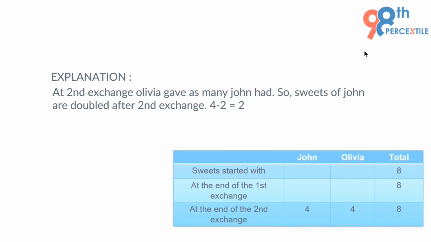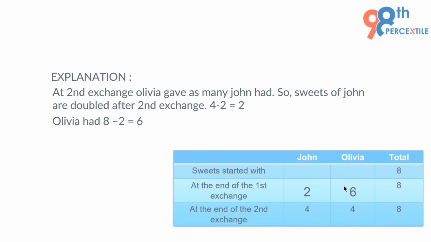So we know that Olivia gave John as many as John had. So the sweets of John have been doubled after the second exchange. So we can cut it by half and conclude that John had two sweets after the first exchange. Now that we know John's sweets and we know the total is 8 sweets, we can conclude that 8 minus 2 will be 6. Thus Olivia had 6 sweets at the end of the first exchange.